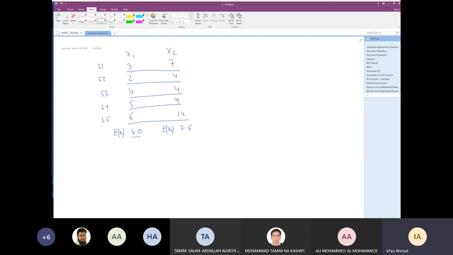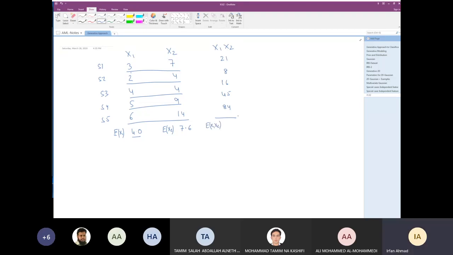Now, what is the expectation of x1, x2? For finding that, you just multiply x1, x2. So what do you do? 7 3s are 21, 4 2s are 8, 4 4s are 16, 9 5s are 45, and 14 6s are 60, plus 24 is 84, right? So this is x1, x2.